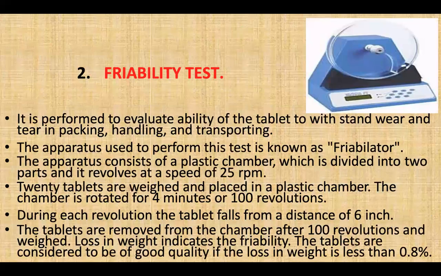Friability test. It is performed to evaluate the ability of the tablet to withstand wear and tear in packing, handling, and transporting. The apparatus used to perform this test is known as a friabilator. The apparatus consists of a plastic chamber which is divided into 2 parts and it revolves at a speed of 25 rotations per minute. 20 tablets are weighed and placed in the plastic chamber. The chamber is rotated for 4 minutes or 100 revolutions. During each revolution, the tablet falls from a distance of 6 inches.